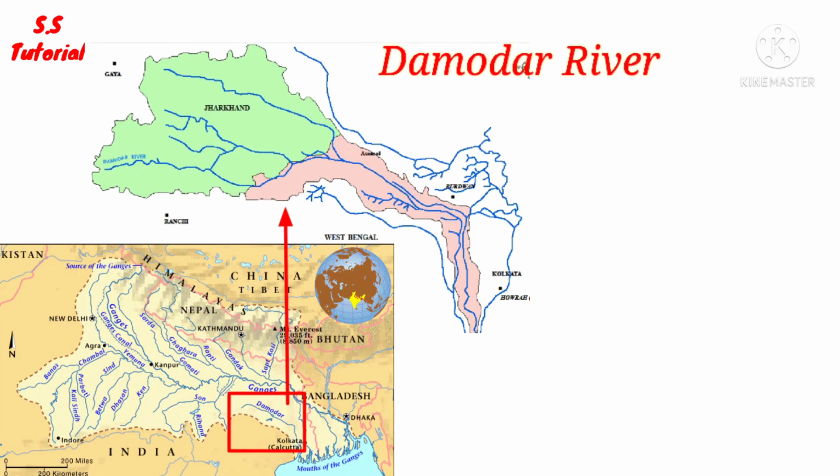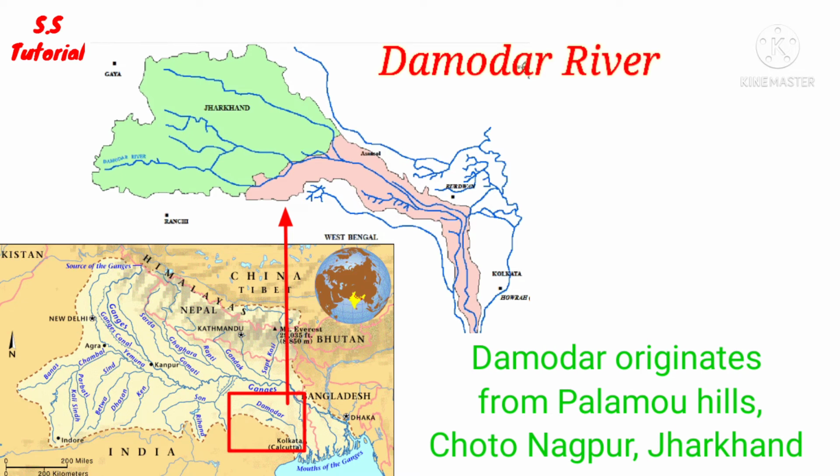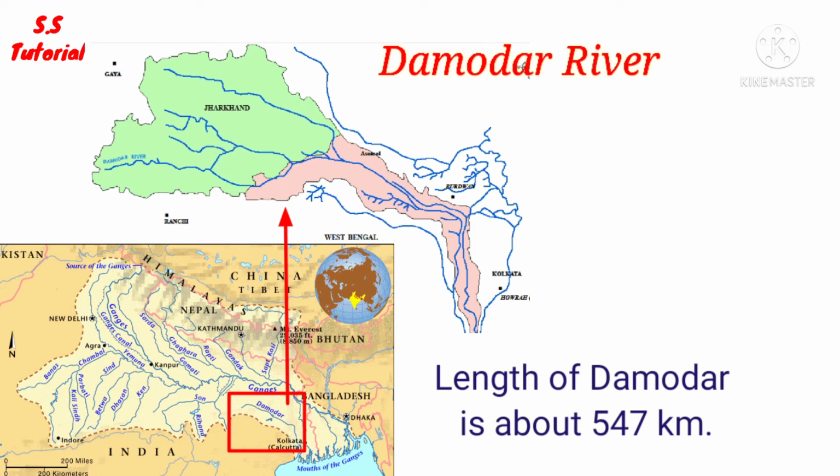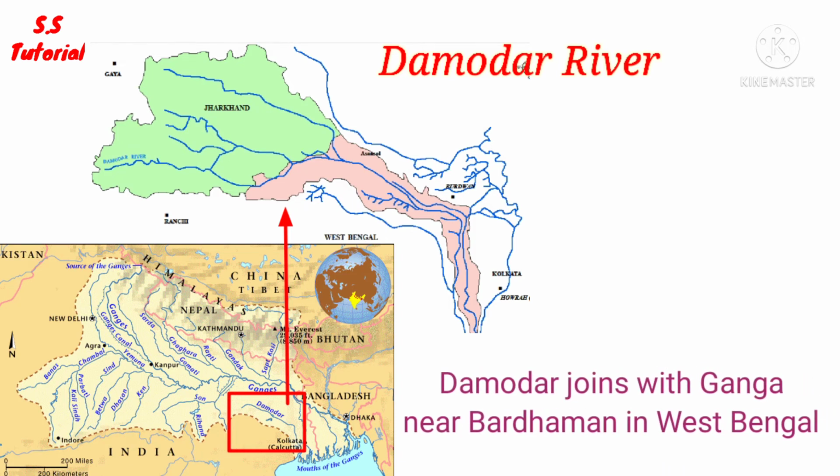Let's know about Damodar River. The Damodar is one of the major right bank tributaries of the Ganga. It rises in the Palamau hills of Chotanagpur at an elevation of about 610 meters. Total length of Damodar is about 547 km. Near Bardhaman district in West Bengal, the river joins with the Hooghly River.